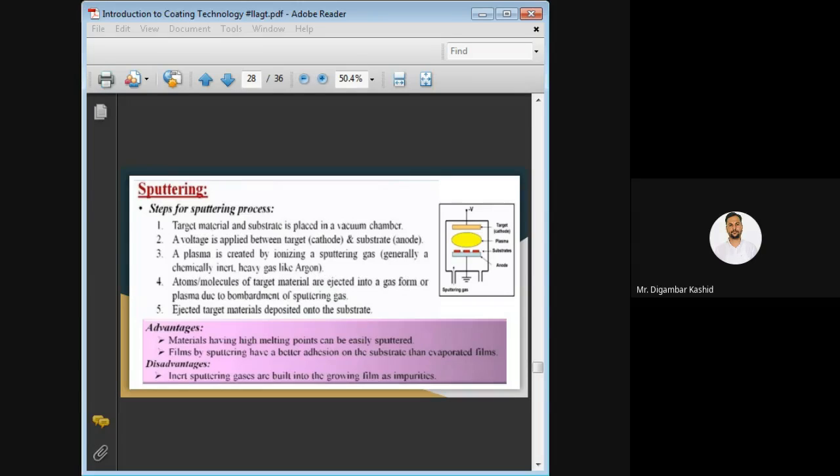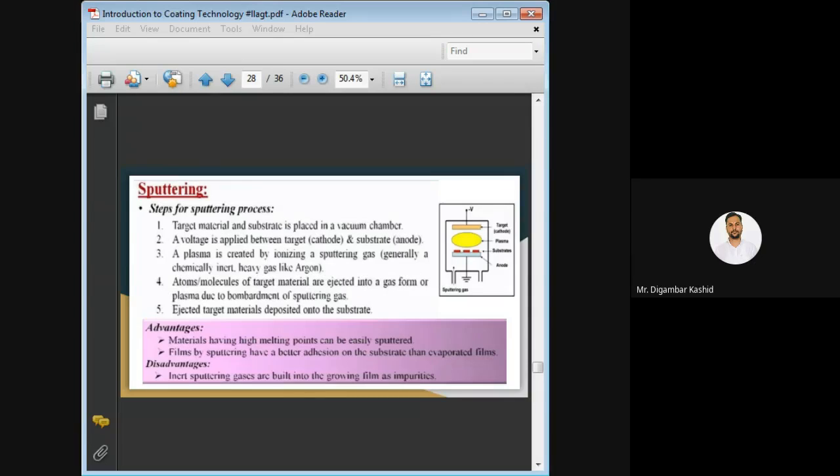First one is you have to put our target material, and then the substrate is placed in a vacuum. You can see in the figure also. So this is your vacuum in the figure, where you put your substrate, and then you are putting your target material, or maybe the source material, over there.